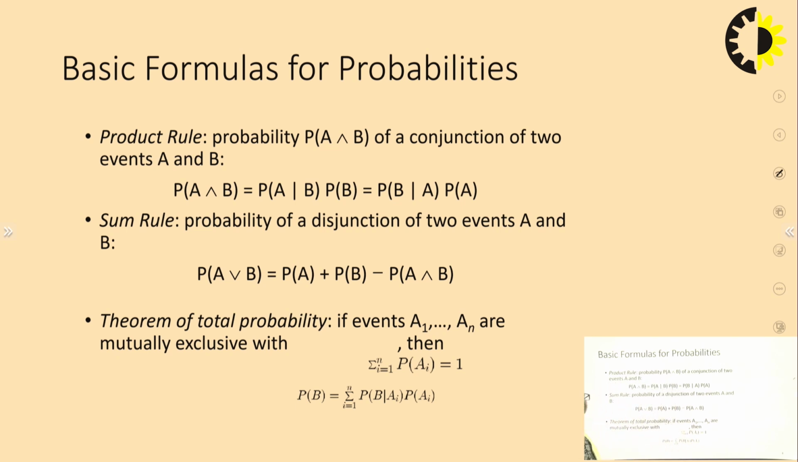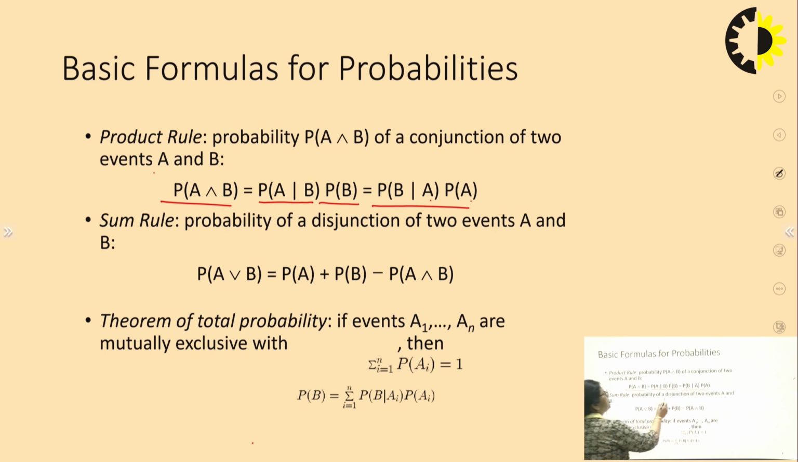One is the product rule. These are general basic rules of probability that we use along with our Bayes theorem. Probability of A and B, which is the conjunction of events A and B, is equal to probability of A times probability of B when A has happened, or it can be probability of B times probability of A when B has happened.